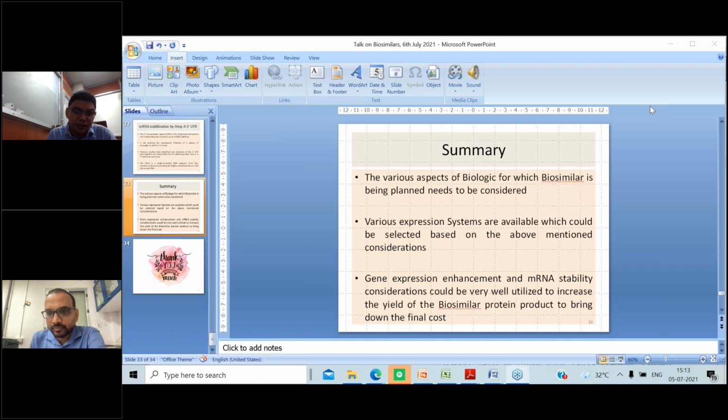At the same time, the plant expression system will give you very sophisticated or complicated post-translational modifications, which are only possible in plant cells if you are avoiding the mammalian cells.